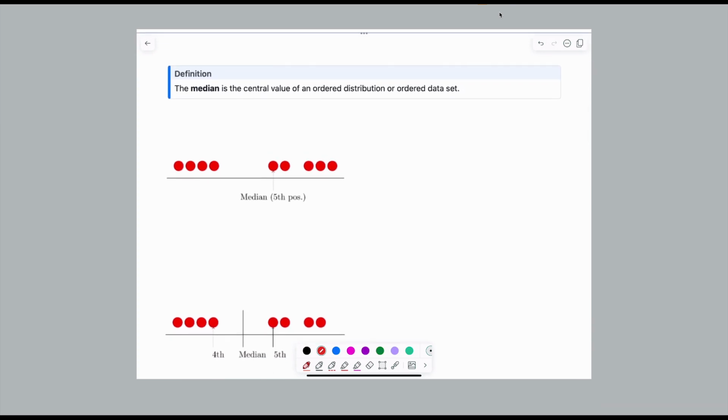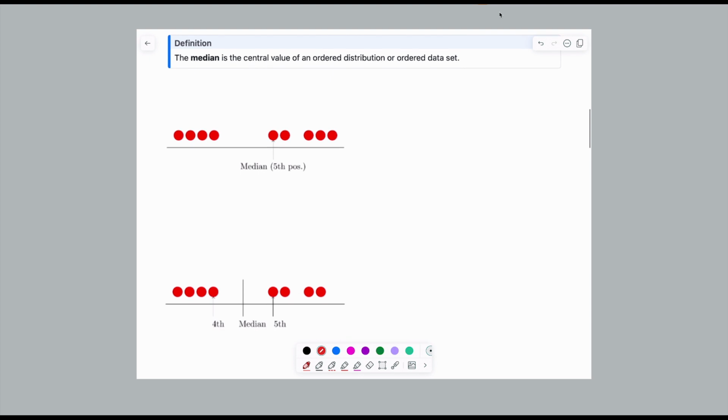The median is the central value of an ordered distribution or ordered data set. Here we have two pictures. The first case here, case 1 if you want, we have an odd number of data values.